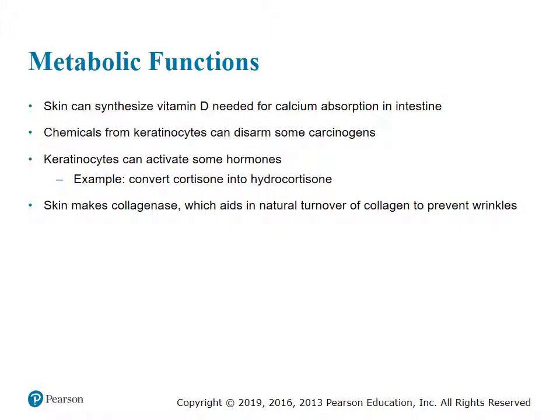Yeah. Okay. Metabolic functions. Skin actually makes vitamin D, right? So we convert it from an inactive form to an active form in the skin. Does anybody know what is used to convert it from inactive to active form? Let me know this.